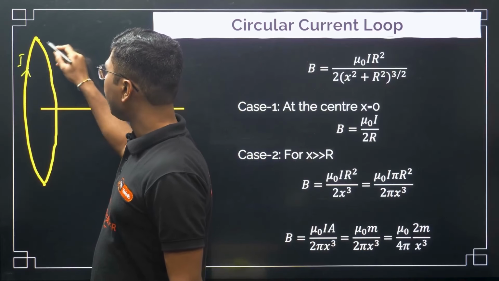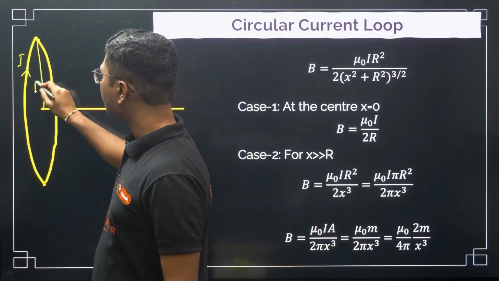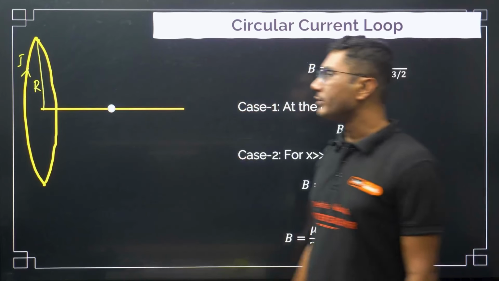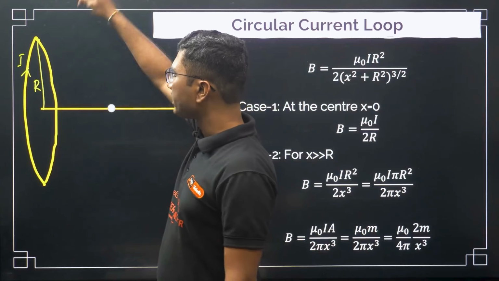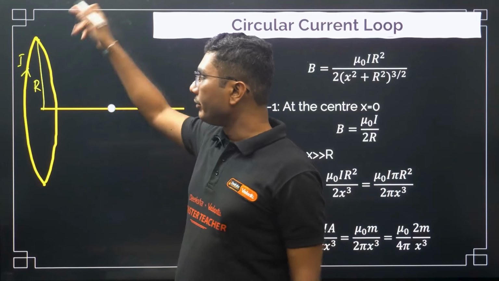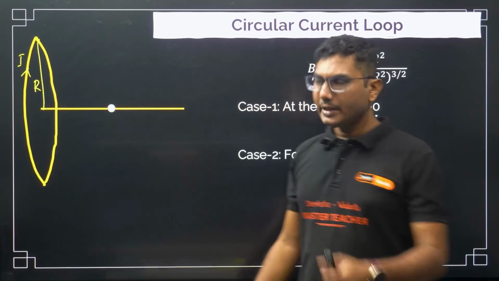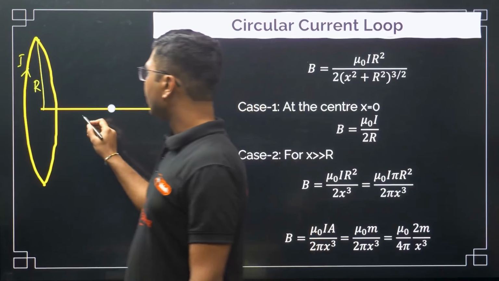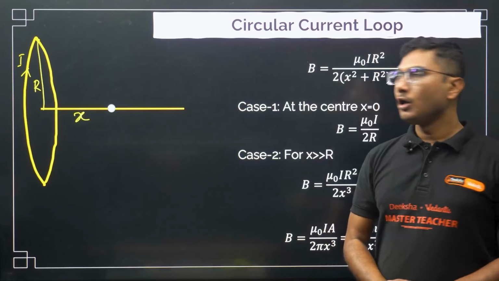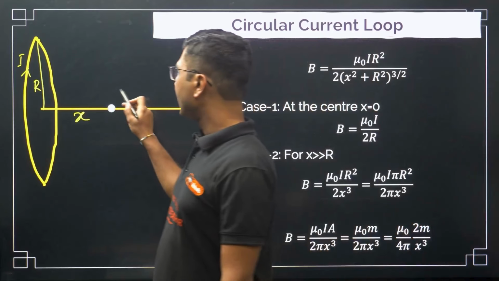The radius of the loop is r. Now it is a 3-dimensional loop and I am trying to show it in 2 dimensions, so it might appear that the loop is not circular, but it is circular. If you are watching from a certain angle, then you will see it only like this, right? So here is the point where you are trying to find the magnetic field, at a distance x from the center of the loop. So what will be the magnetic field at this point?